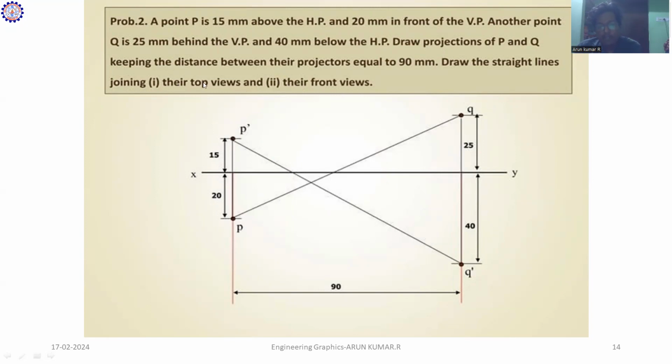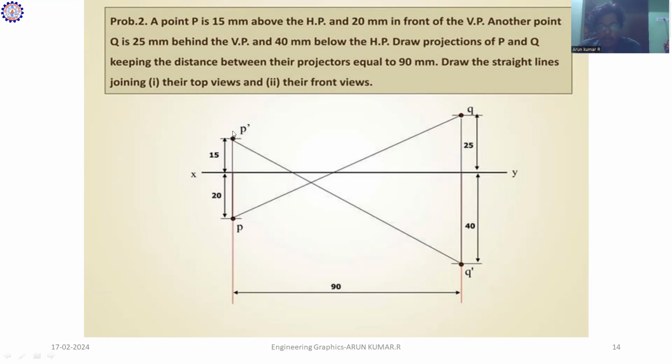So what does top view mean? The top view P is joined with Q. The front view P dash is in the first quadrant, and Q dash is in the third quadrant. So P dash and Q dash get joined. This is the front view. This is the top view, where Q is the top view in the third quadrant. So I have to draw the line from P to Q. This is the understanding for this problem.